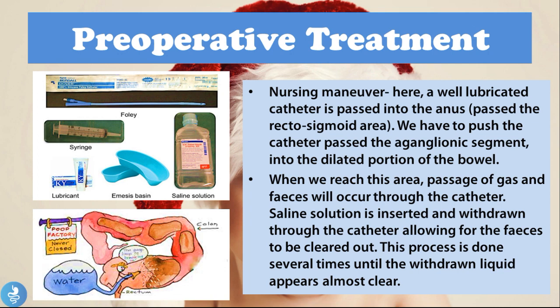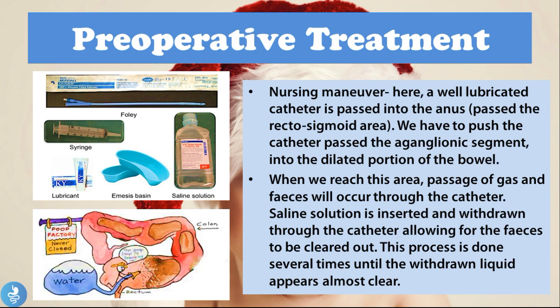So now let's talk about some treatment options in Hirschsprung's disease. Essentially, all patients with Hirschsprung's need to be operated on, and the aganglionic segment has to be removed. But of course, we have to be able to treat the child before the surgical intervention is performed. And this is where the preoperative treatment comes in. So the nursing maneuver is a common preoperative treatment option in Hirschsprung's disease.